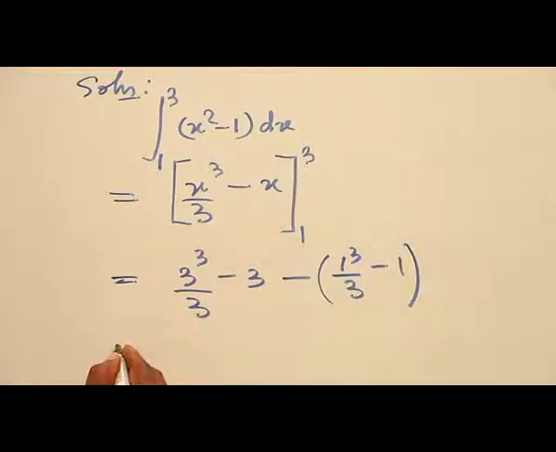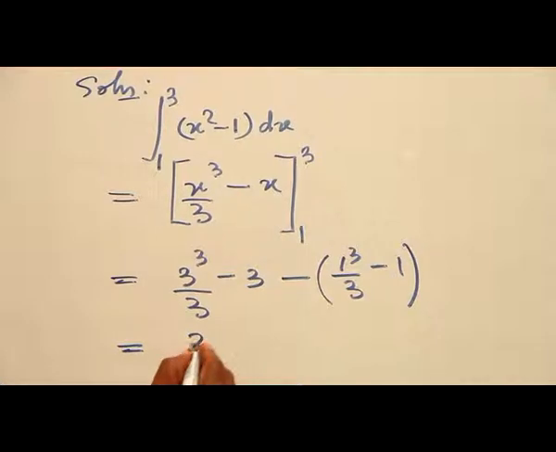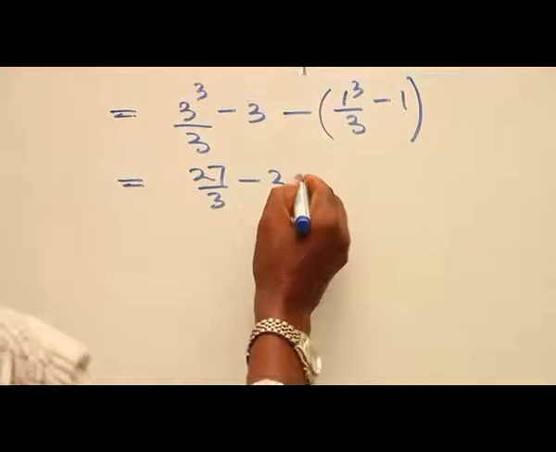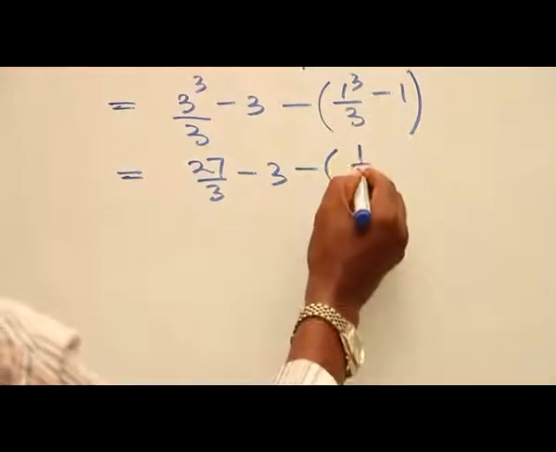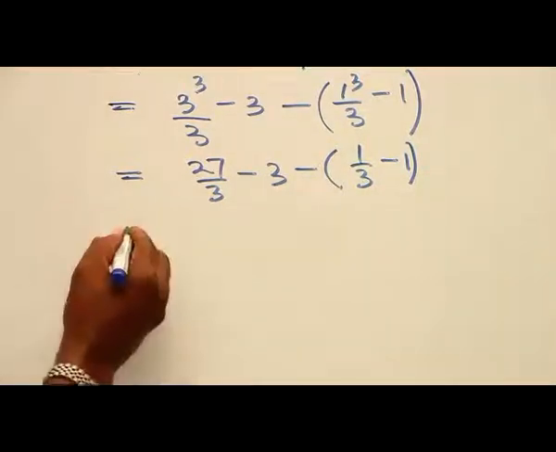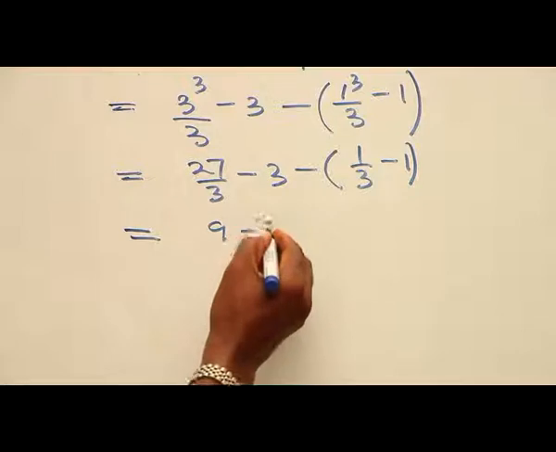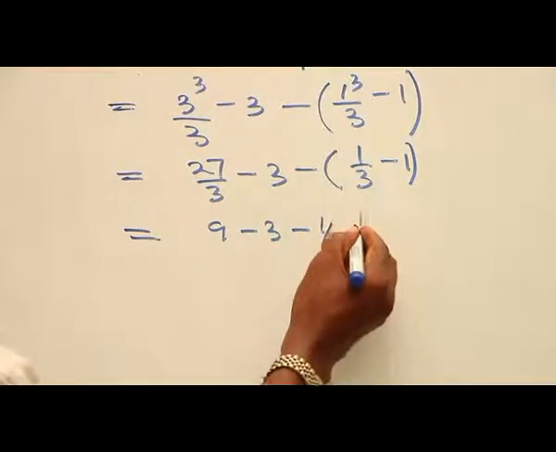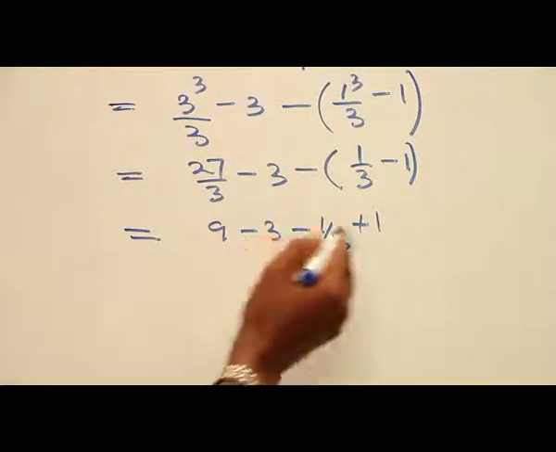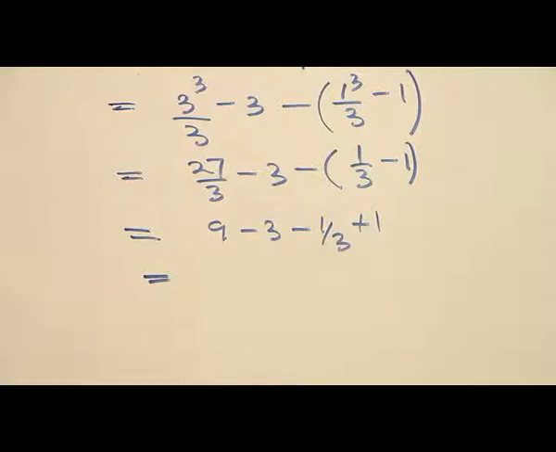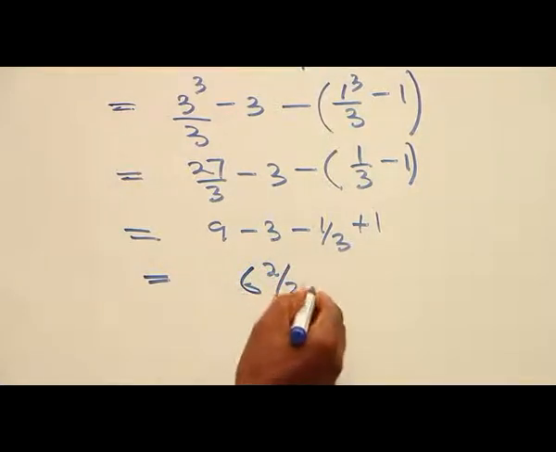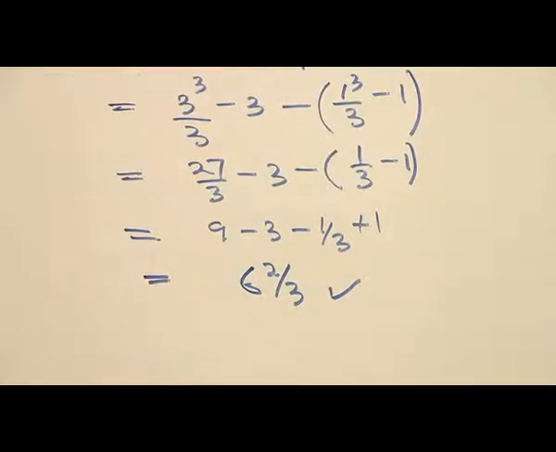You close the bracket. This gives you 27 all over 3 minus 3, and then this gives you minus 1 all over 3 and then minus 1. The result will be 9 minus 3 minus 1 over 3 plus 1. And so this is equal to 6 plus 1 is 7. And 7 minus 1 over 3 is 6 2 all over 3. And this is the solution to the problem.